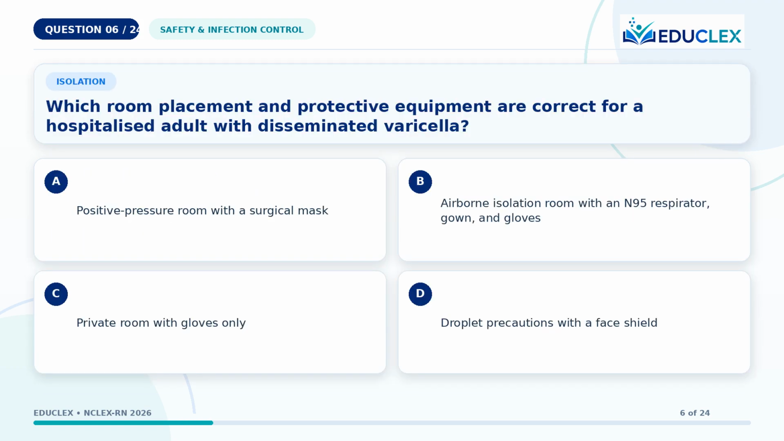Question 6. Which room placement and protective equipment are correct for a hospitalized adult with disseminated varicella? Option A, positive pressure room with a surgical mask. Option B, airborne isolation room with an N95 respirator, gown, and gloves. Option C, private room with gloves only. Option D, droplet precautions with a face shield.